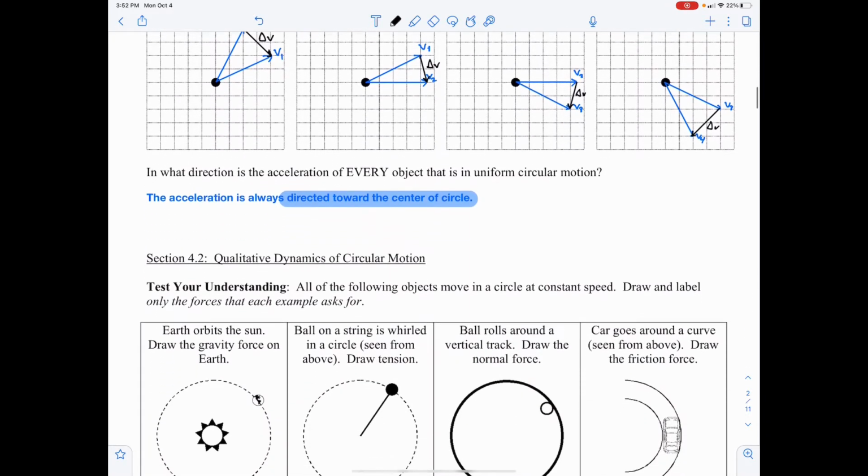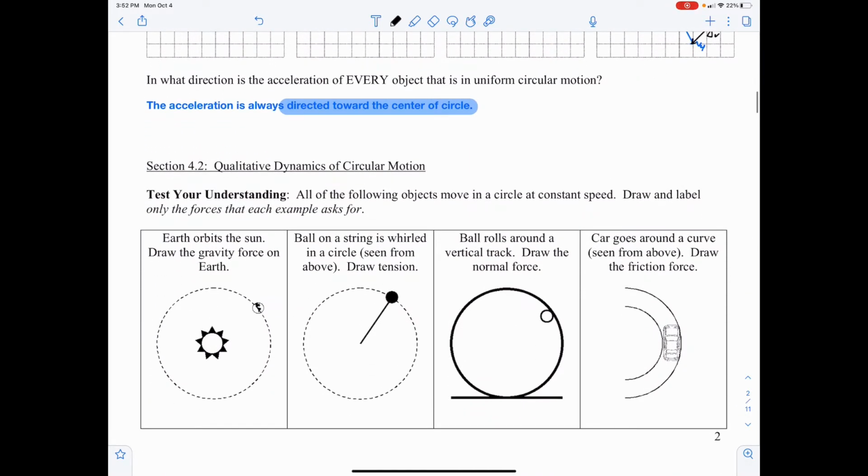Section 4.2. Test your understanding. All of the objects move in a circle at a constant speed. Draw and label only the force that each example asks for. Pause the video and try and figure out which force needs to be drawn, and then draw that force. Okay, let's see what you came up with.